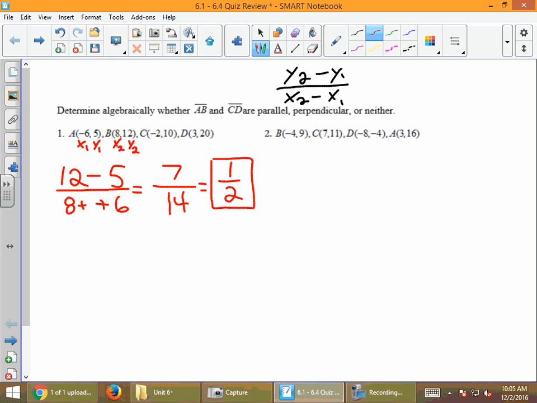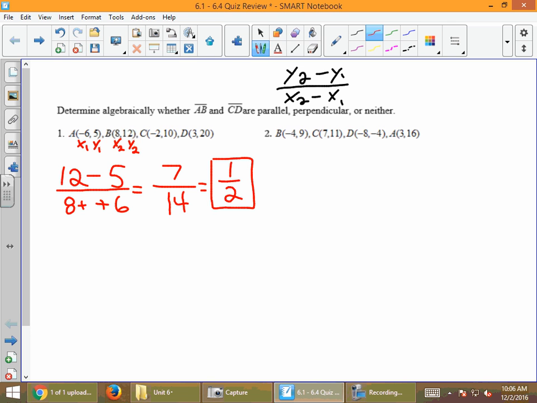Again, I have another segment I'm going to look at here in a second. Well, let's pretend for a second. I'm going to make some guesses about what's going to happen if I solve CD. What would the slope look like if it was parallel? What would the slope be if they were parallel? 1/2, right? It would be half. So if I solve CD and get a half, guess what? They're parallel.